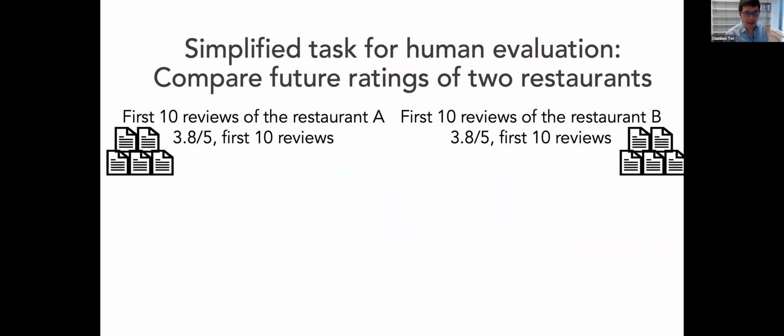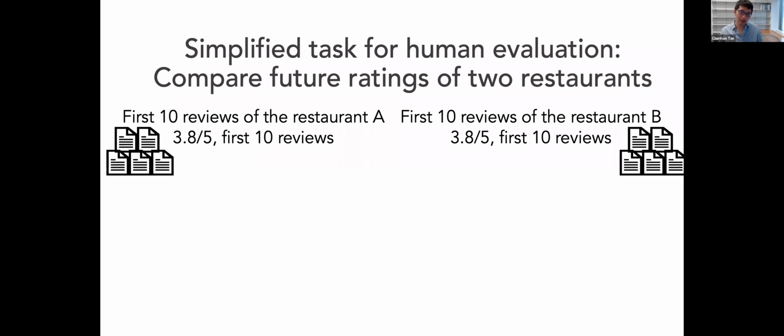I'm going to skip this slide and just focus on the human evaluation. In order to understand how well humans can do in this task, we simplify this task a little bit, because we think it will be very hard for people to do the regression task of deciding whether the restaurant is going to get 4.4 instead of 4.5.